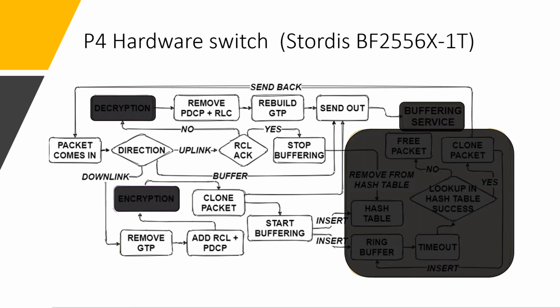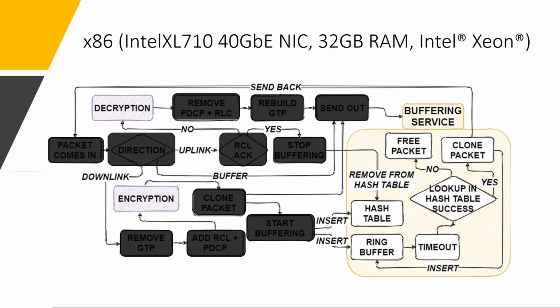Our hybrid gNB implementation consists of two parts. One, highlighted in this image, can be programmed in P4. In our case, we use the Stordis Barefoot Tofino-based hardware switch to run this part. On the other hand, there are some parts that cannot be directly programmed in P4 due to the previously shown limitations. These elements can be programmed in DPDK using an x86.